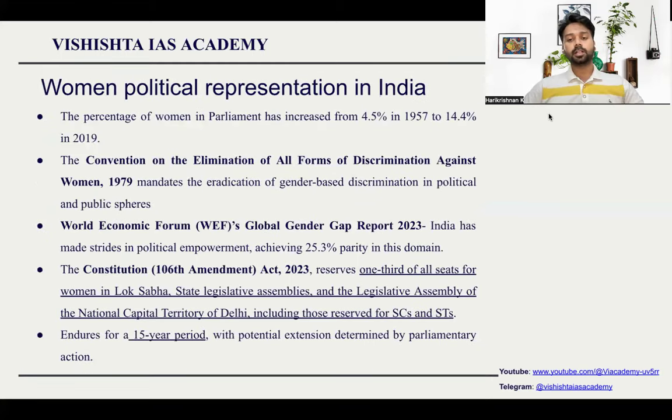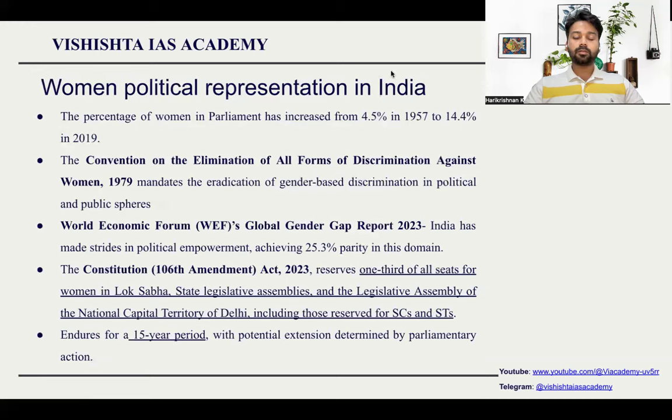Women's political representation in India, anything related to elections, is important. So women's political representation is extremely important because of the Constitution 106th Amendment Act, which was passed in 2023, which provides a reservation for women in Lok Sabha and state assemblies also. So this particular topic is very important for this year's mains.